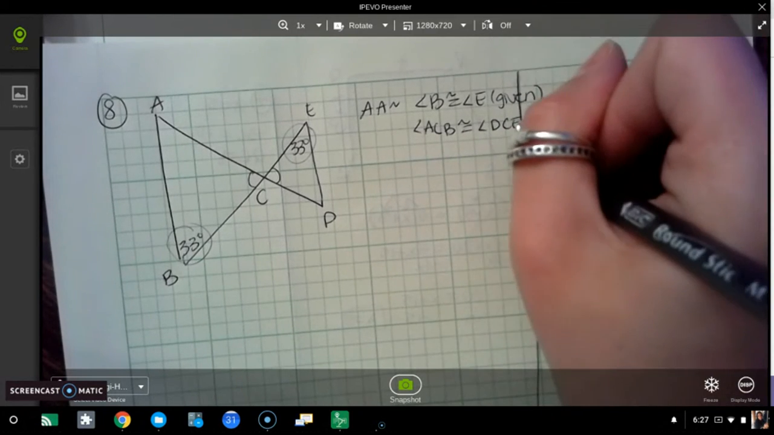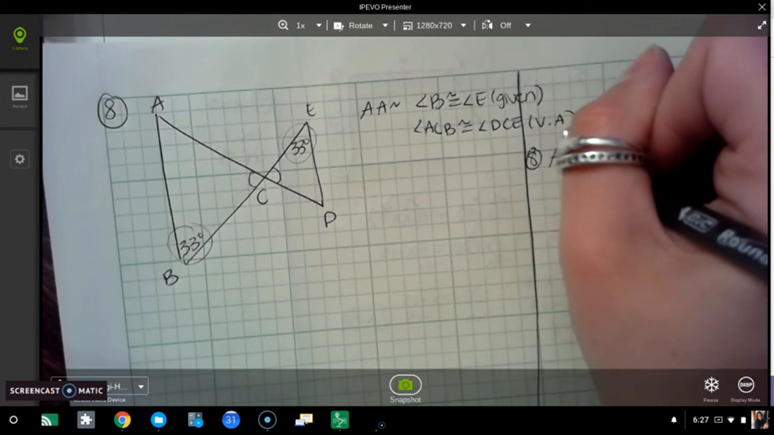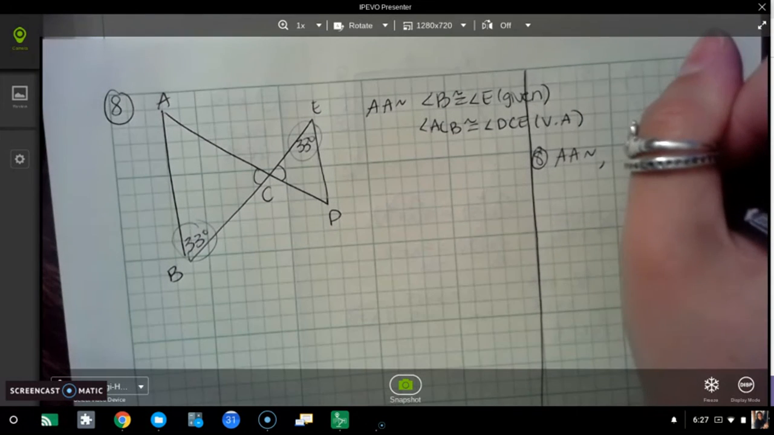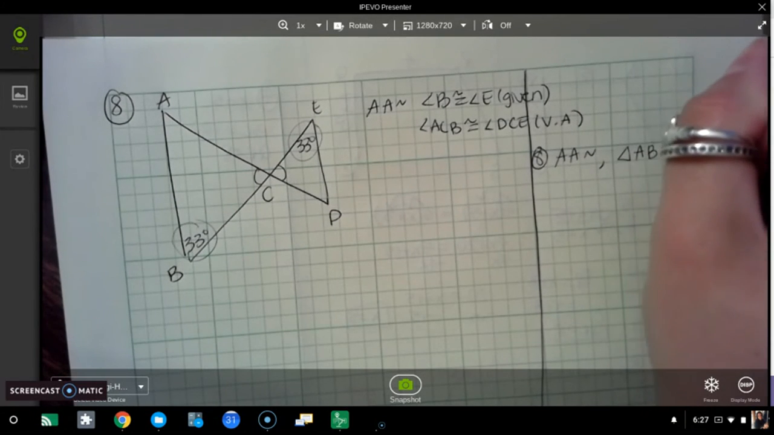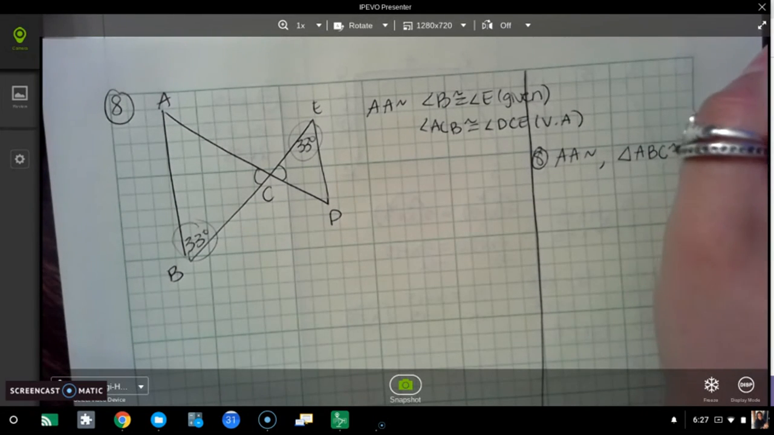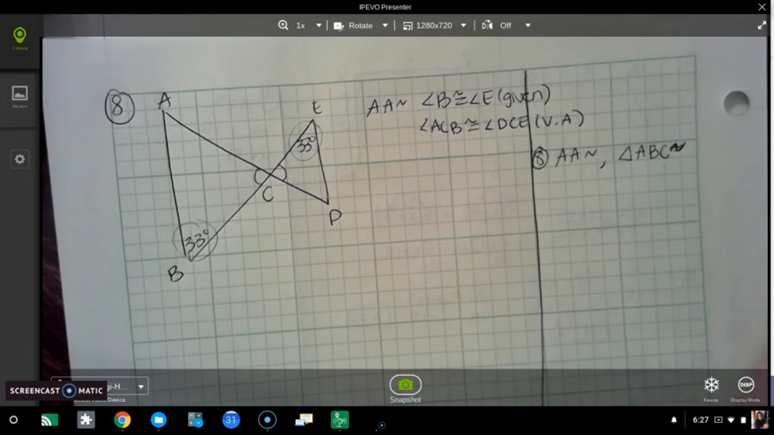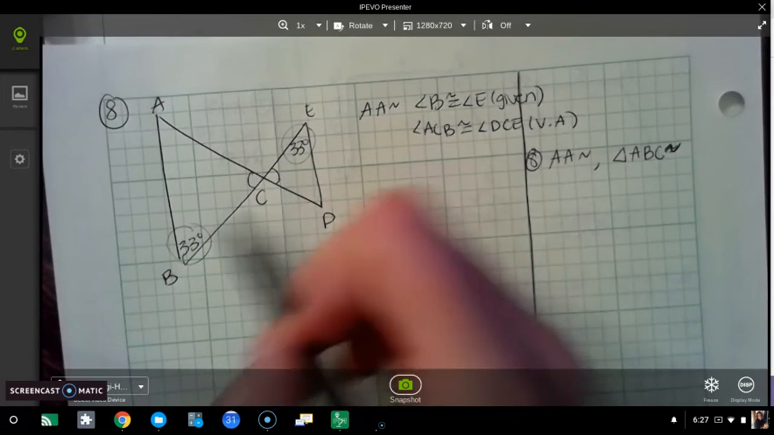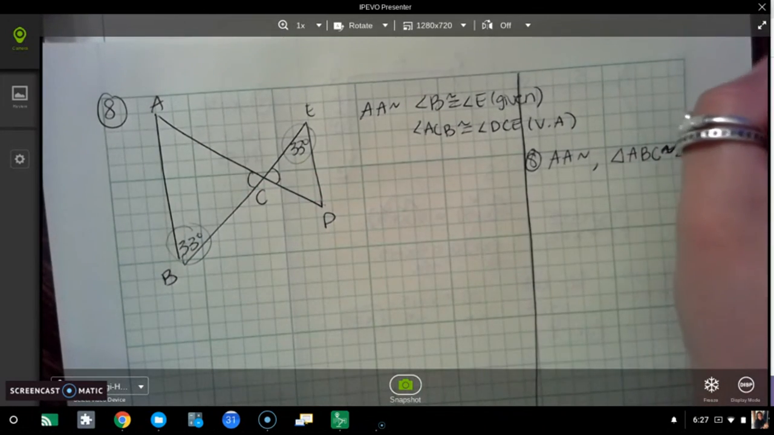So for my answer for 8, I can say by angle-angle similarity, triangle ACB is similar to triangle DCE.